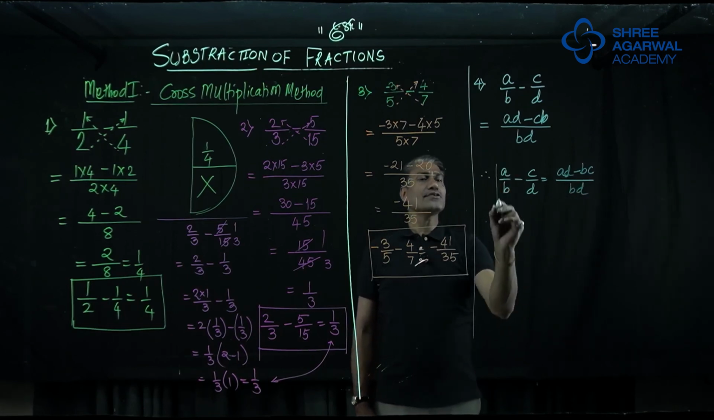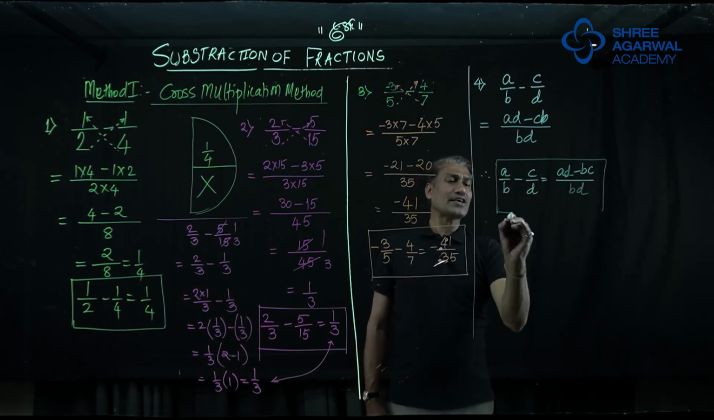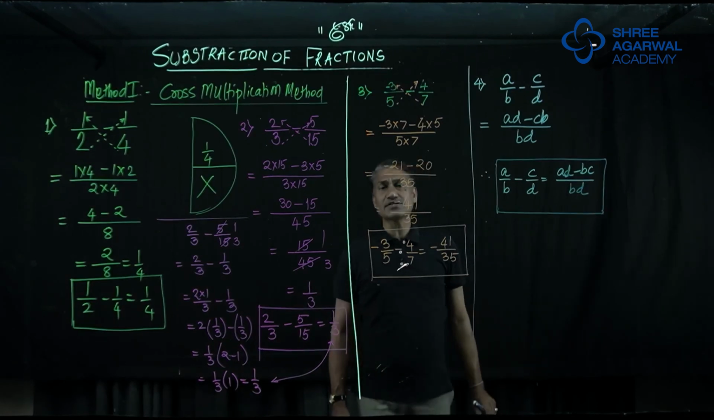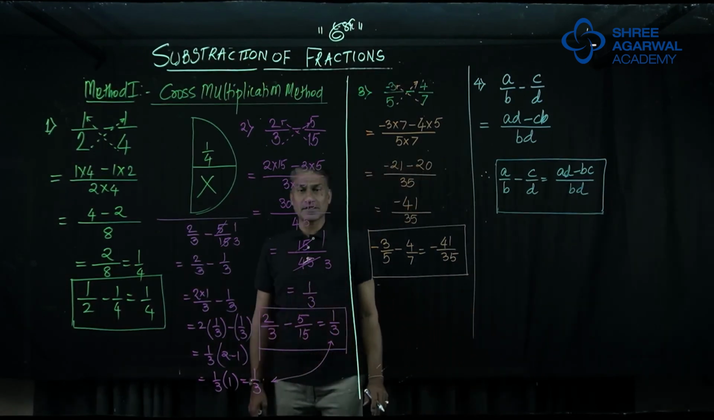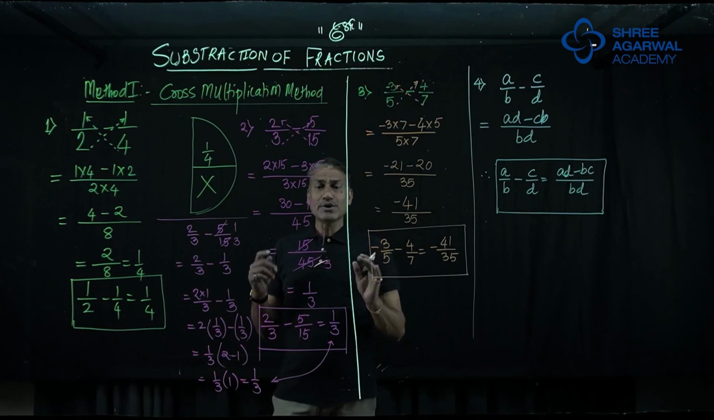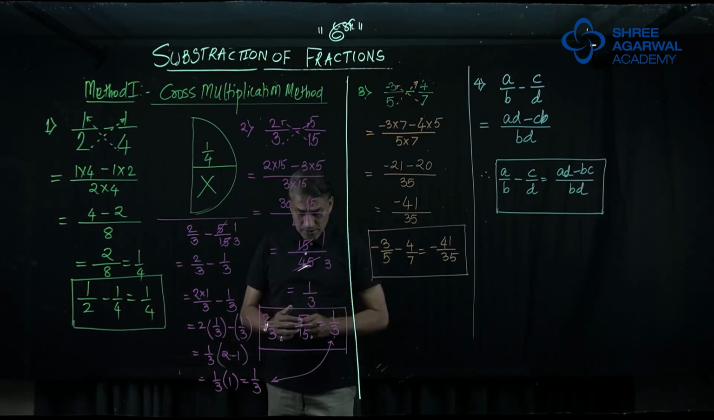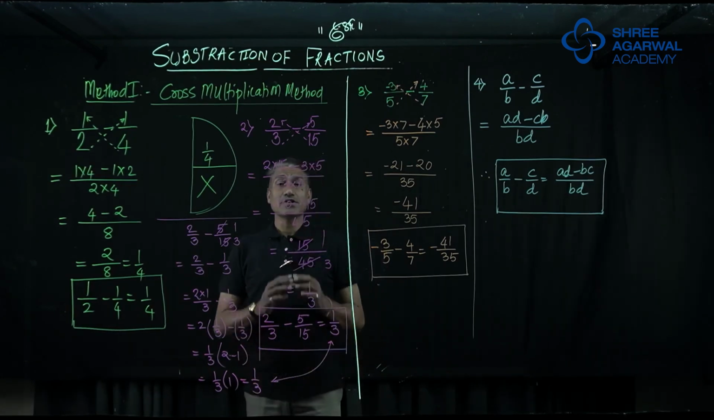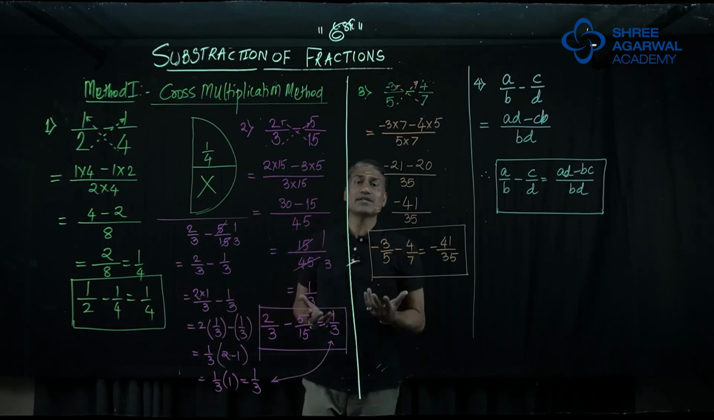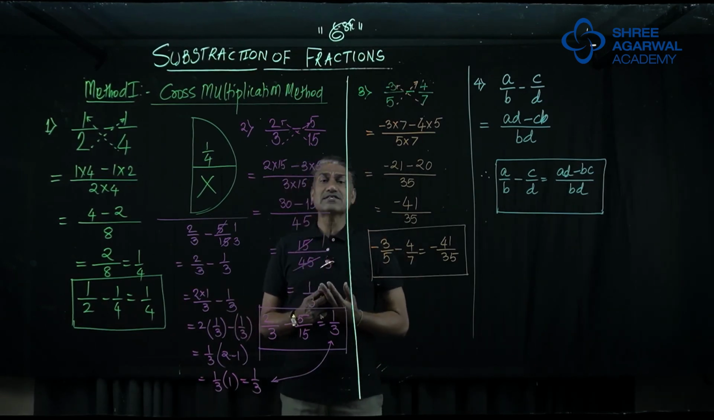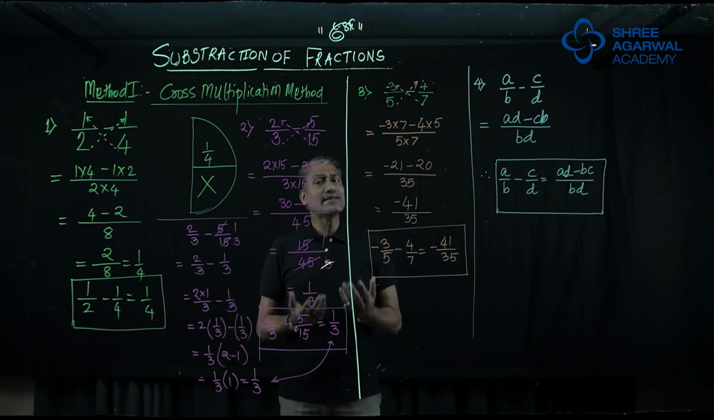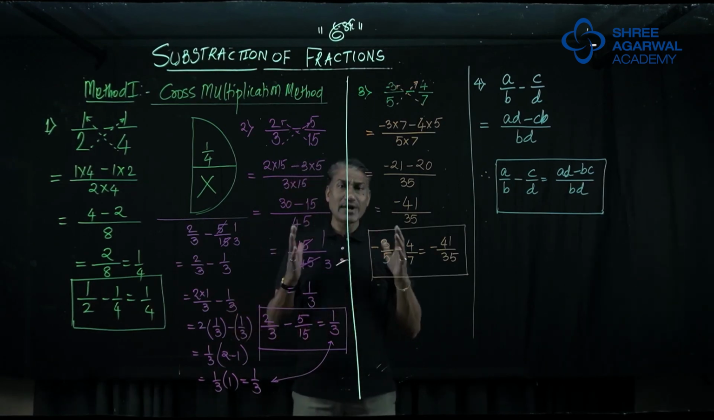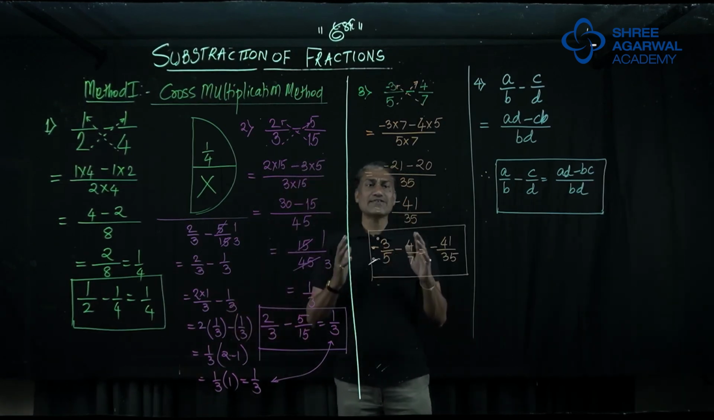This is the way we subtract fractions by cross multiplication method. I am sure you understood cross multiplication method, and this is the shortest method. Of course, there is one more method in which we make the denominators equal. That I will take in the next video, but for today's session, I have explained to you.